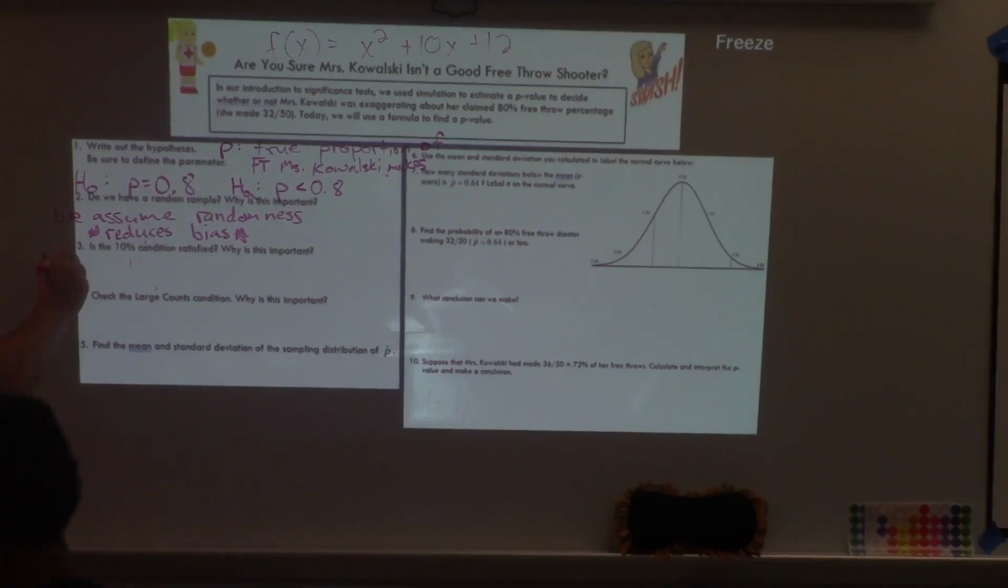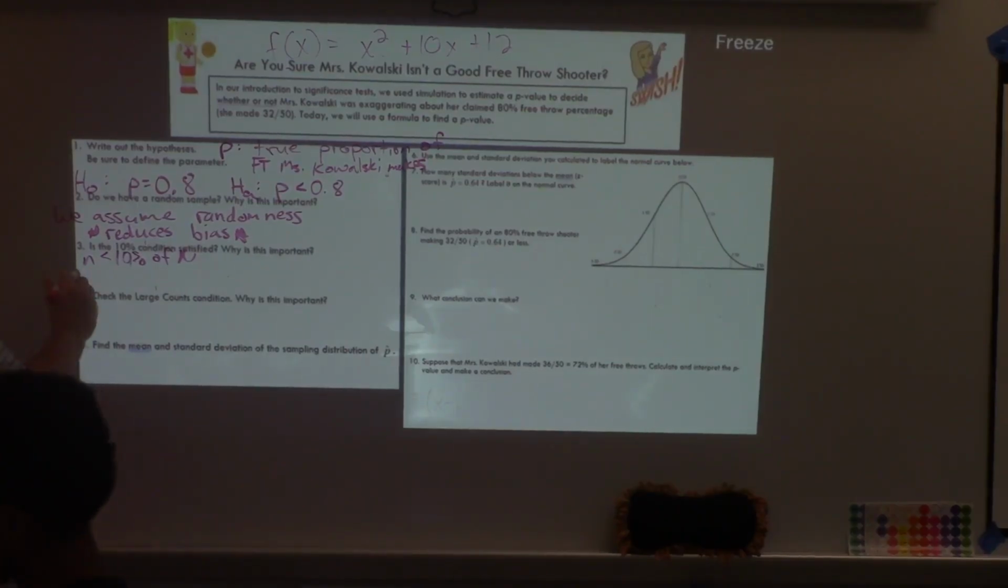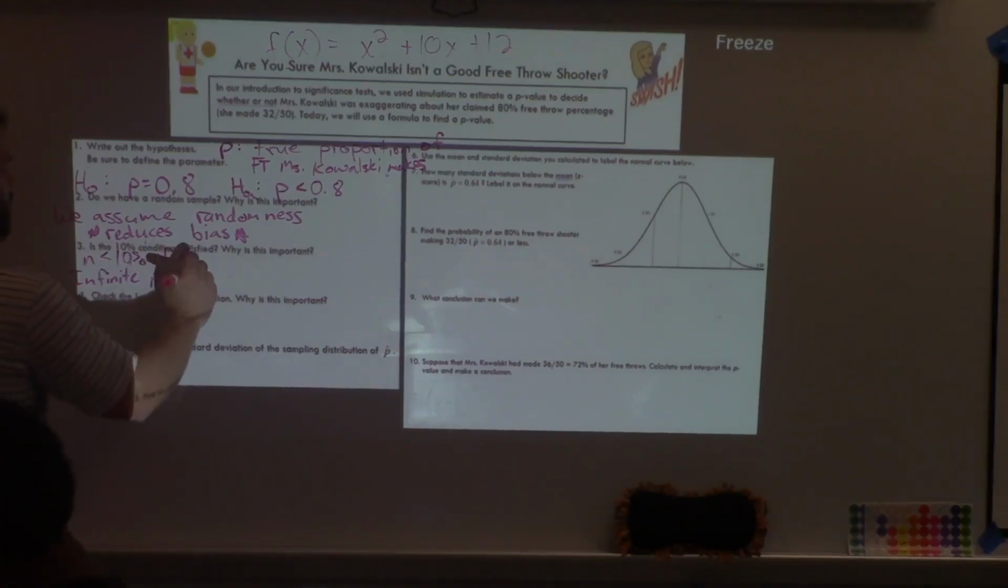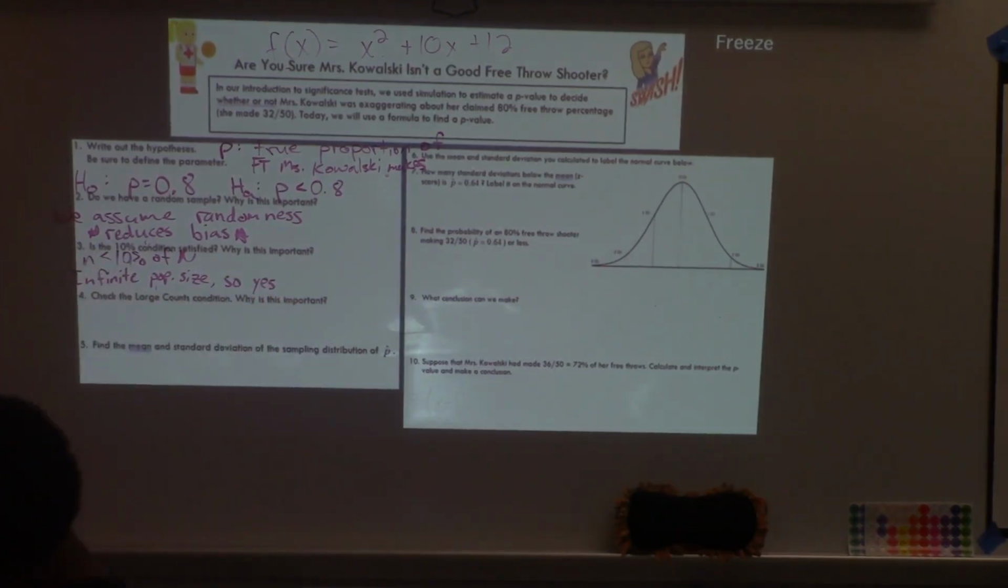10% condition: N is less than 10% of the population. Technically, I think Emerson said it's an infinite population, so is 10% less than it? Yes, okay. Infinite population size. So, yes. Okay, why was the 10% condition important?